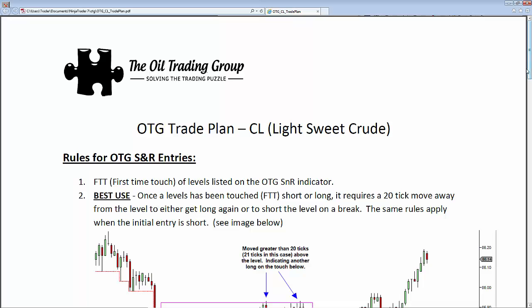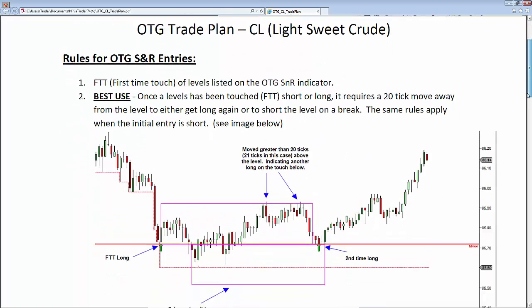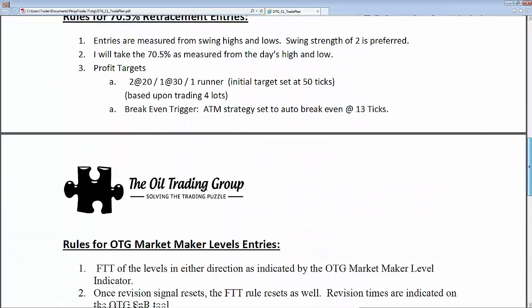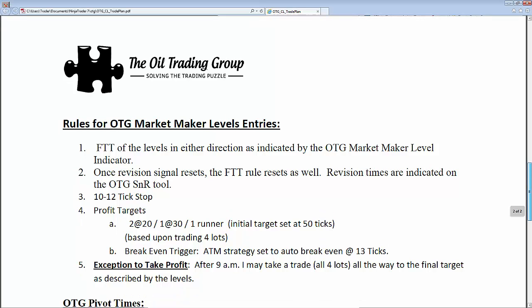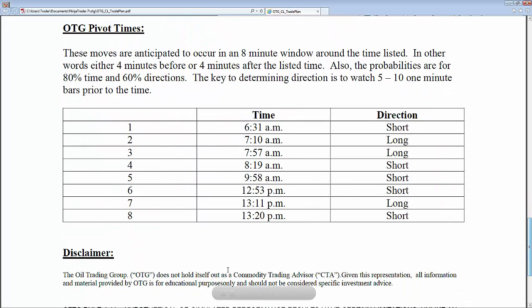What I want you to focus on today, as you do have the different entries and the way that we get into stuff listed out here for you, what was added here is the OTG pivot times. These OTG pivot times are there for your review, and they will be published. When I get this up and running, this is going to be published nightly. So for those of you that are in Europe or in another part of the world, I'm going to be able to post these pivot times for you coming into the next day.